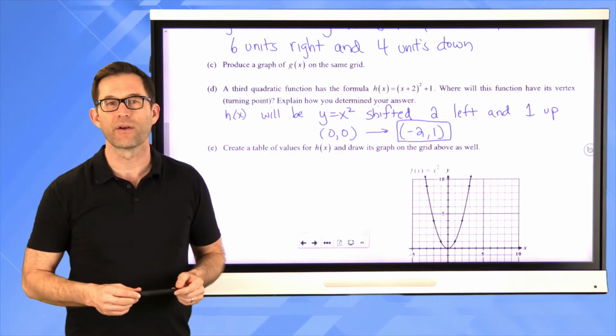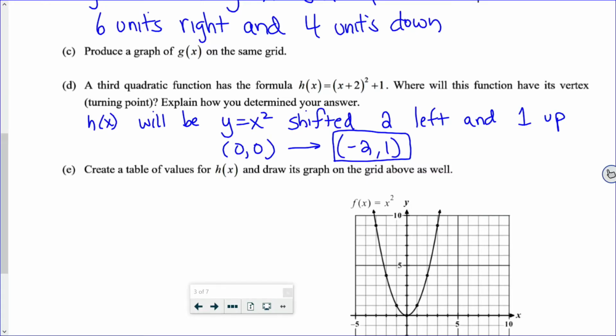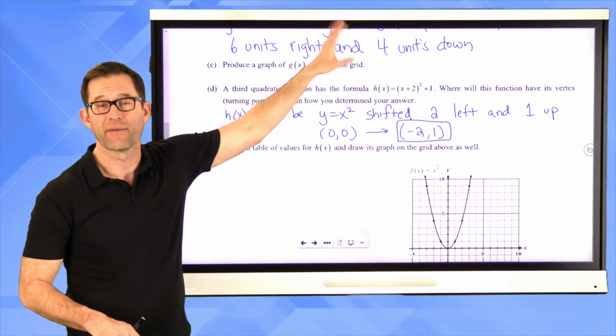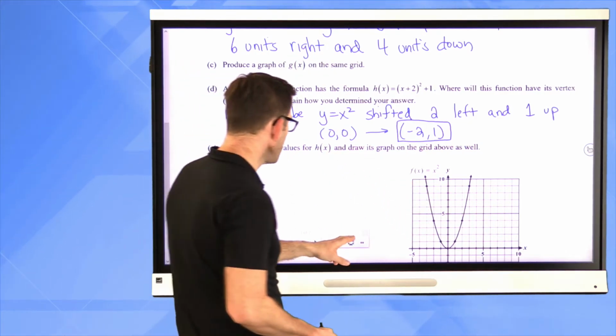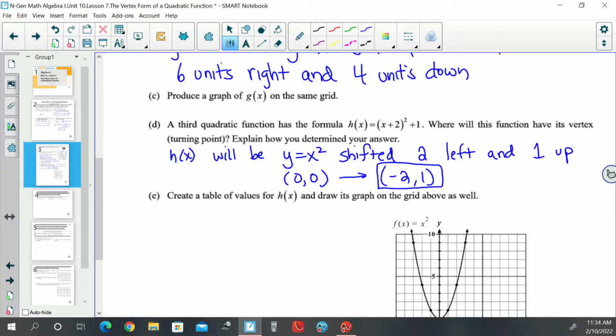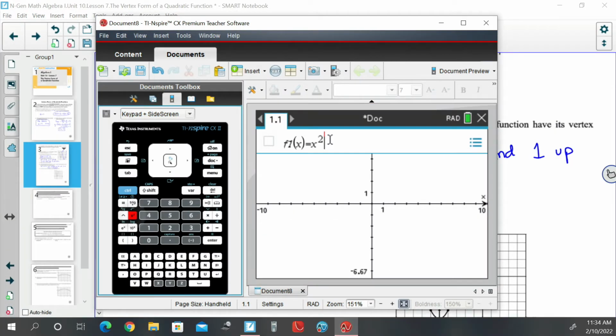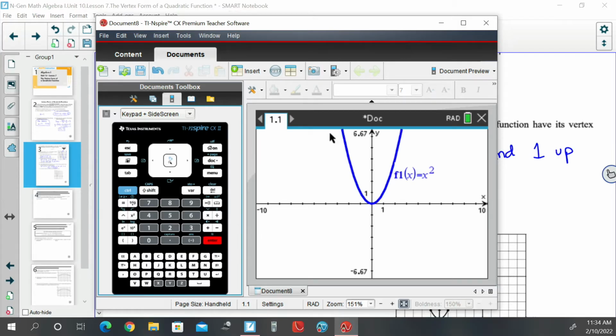Let's take a look at letter E. Create a table of values for h of x and draw its graph on the grid above as well. All right, and what we'll do is we'll end up drawing it down here just because I don't want to have to keep going up there. So let's take a look at it. Open this thing up. I think I'm going to throw in x squared just so that we have it as kind of a benchmark.